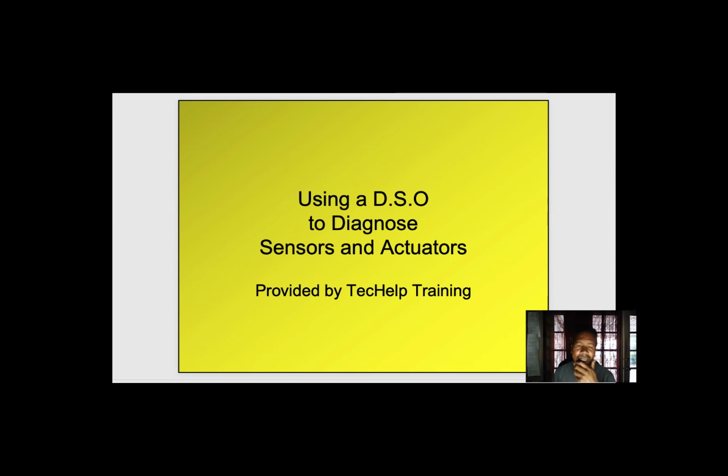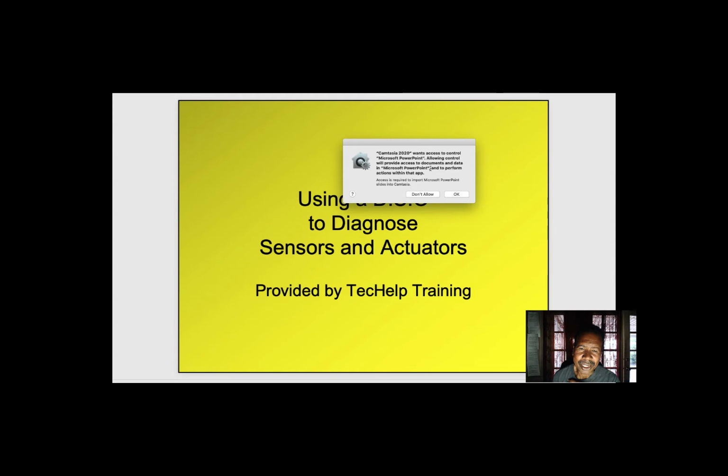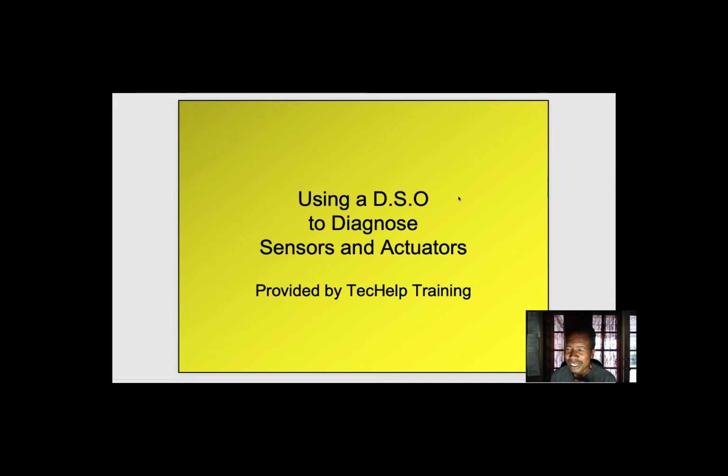All right, this class is going to be on using DSO. Oh, what is this? I don't know what that meant, but okay. Using DSO to diagnose sensors and actuators.